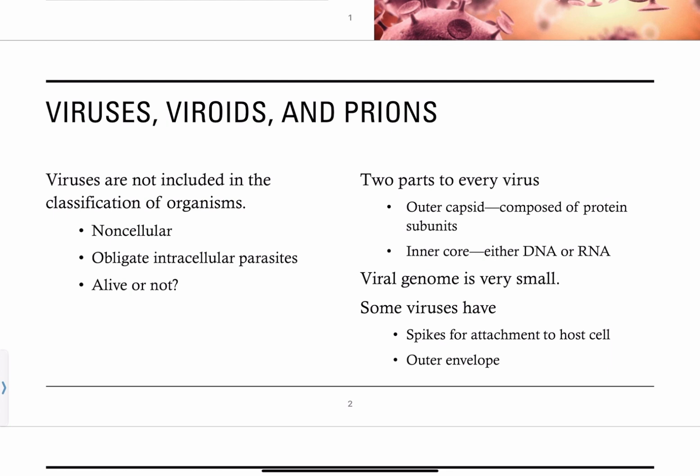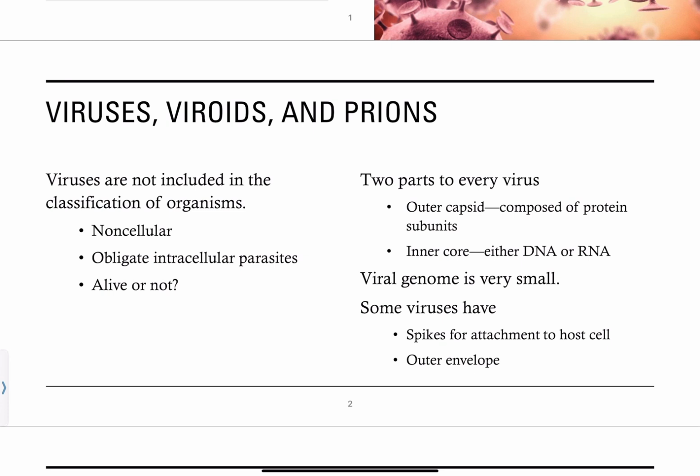If we're talking about viruses, they're really like the rebels of biology because they don't play by the usual rules. In fact, they're not even included in the classification of living organisms. Why? Because they're non-cellular and they can't do anything on their own. They have to have a host. So that's why we call them obligate intracellular parasites.